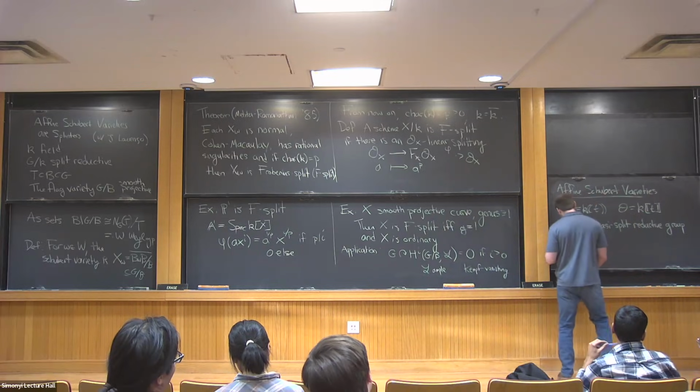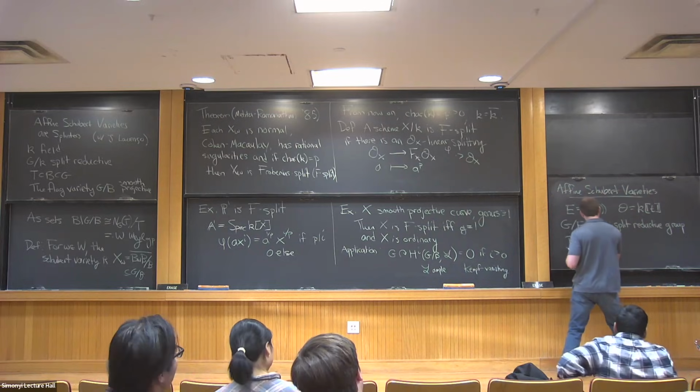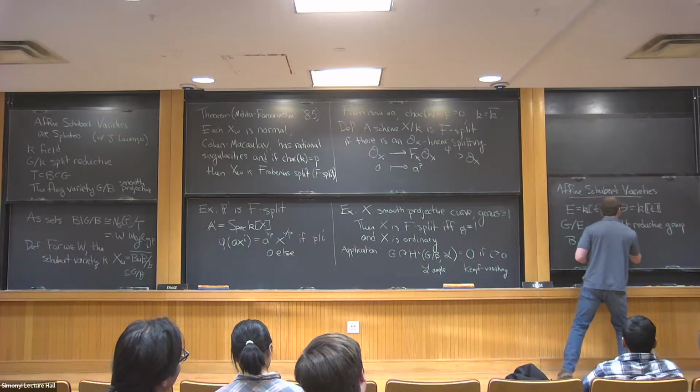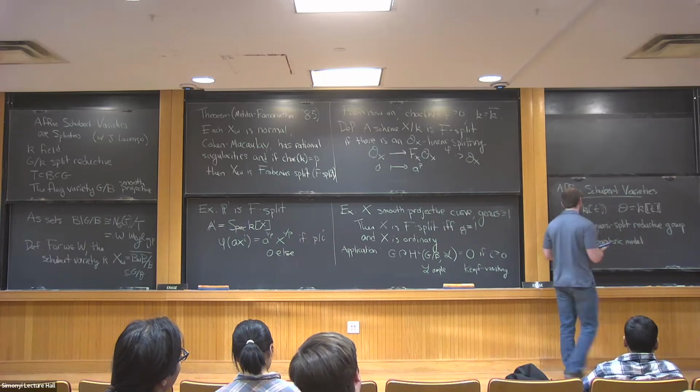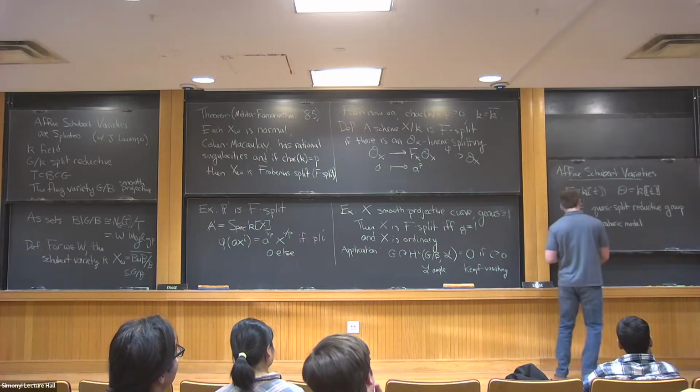So I'm going to take B to now be an O-group scheme, which is a parahoric model. And that means in particular that when I invert T, B over O is just this group G that I started with.